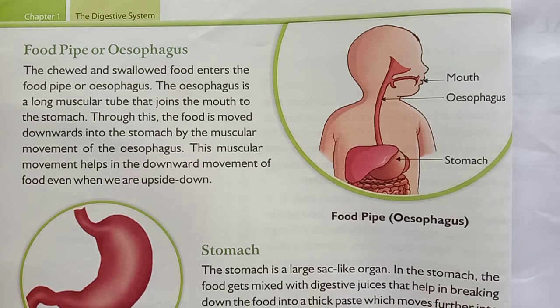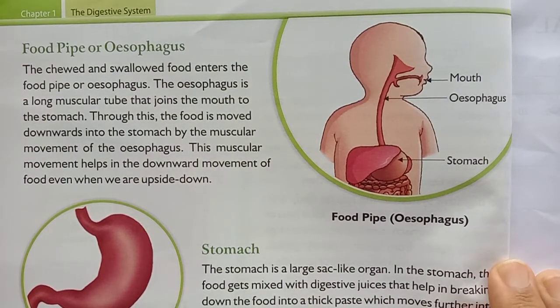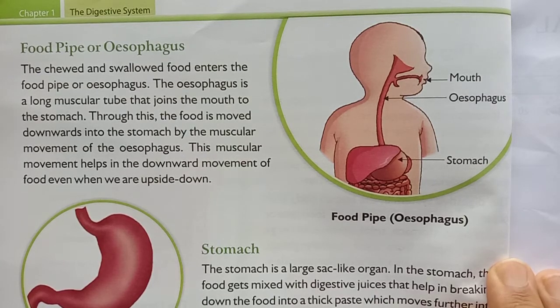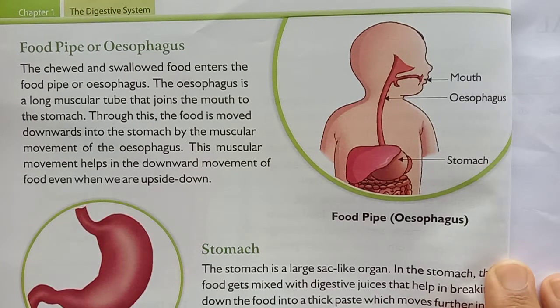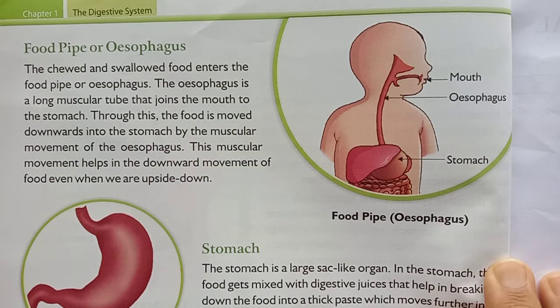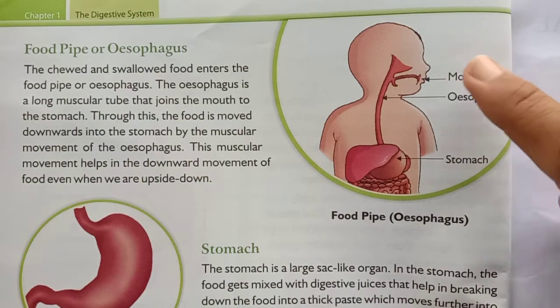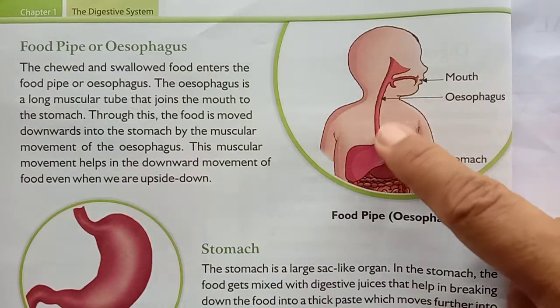Here the chewed and swallowed food enters the food pipe, or esophagus. After the food enters the mouth, we chew it and swallow it, and that swallowed food enters the esophagus. The esophagus is a long muscular tube that joins the mouth to the stomach.